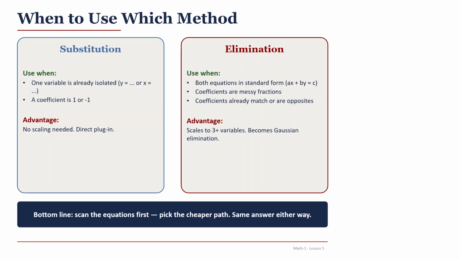You can scale and add without rearranging anything. Elimination is especially efficient when the coefficients are already opposites, like plus 1 and minus 1, because you can add the equations directly with no scaling at all. The bottom line is that both methods produce the same answer. The only difference is how much arithmetic you have to do to get there.